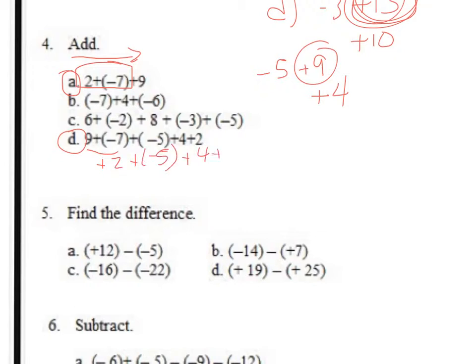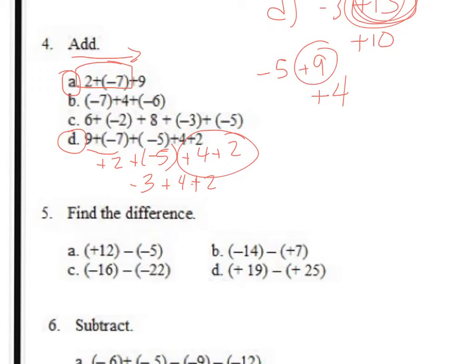plus, I might as well do these guys right now. Actually, you know what, we should go left to right, so I'm not going to do that. So I'll go positive 2 plus a negative 5. I keep the sign of the largest number and subtract. I get minus 3 plus 4 plus 2.